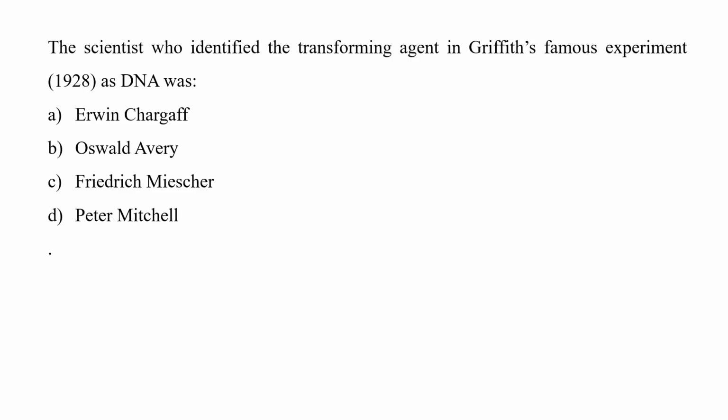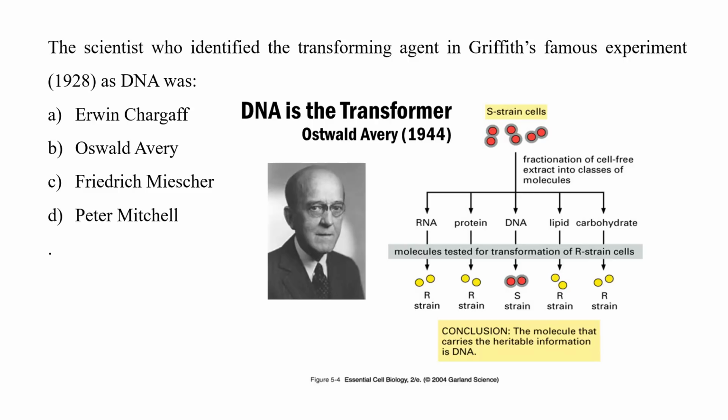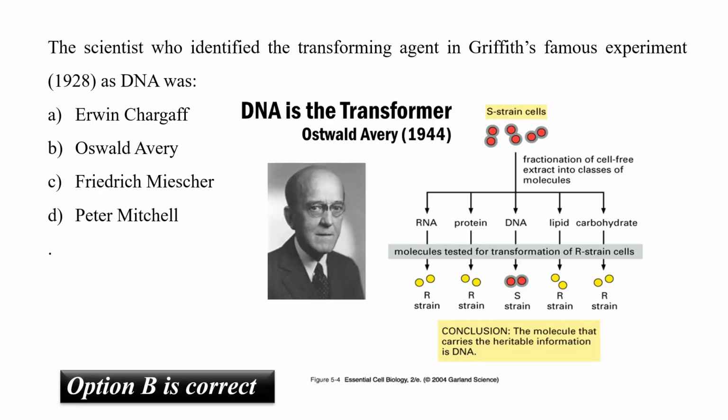The scientists who identified the transforming agent in Griffith's famous experiment as DNA were Irving Chargaff, Oswald Avery, Frederick Miescher, or Peter Mitchell. In 1944, Oswald Avery, Maclyn McCarty, and Colin MacLeod identified that the transforming agent in Griffith's experiment was actually DNA. So option B has to be the correct answer.